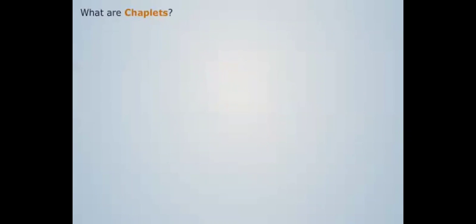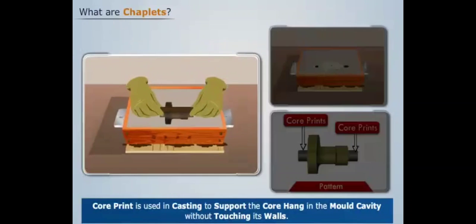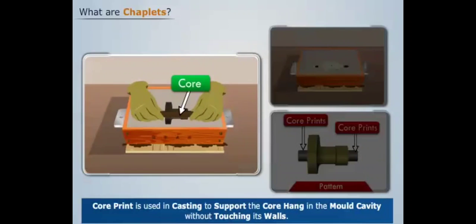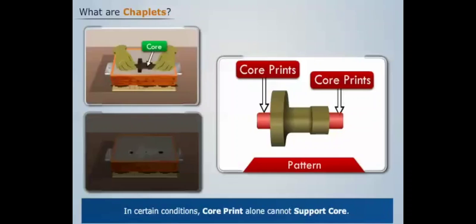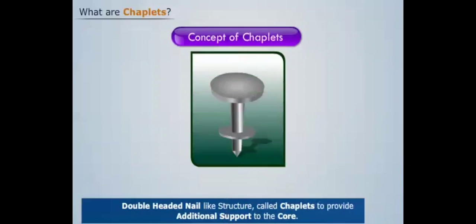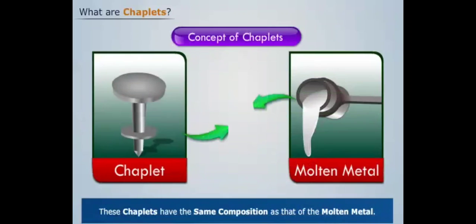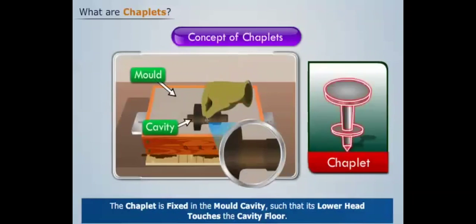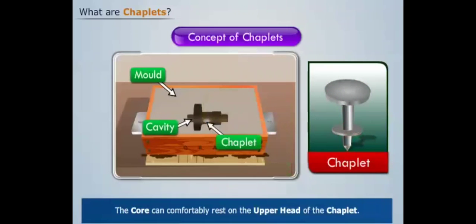Chaplets. We know that a core print is used in casting to support the core hanging in the mold cavity without touching its walls. But in certain conditions, the core print alone cannot support the core. In those conditions, we use double-headed nail-like structures called chaplets to provide additional support to the core. These chaplets have the same composition as that of the molten metal. The chaplet is fixed in the mold cavity such that its lower head touches the cavity floor. Now the core can comfortably rest on the upper head of the chaplet.